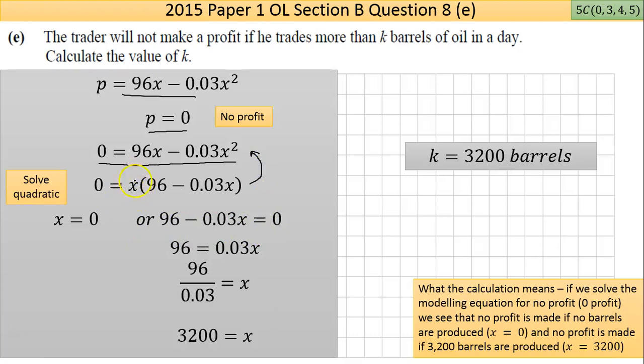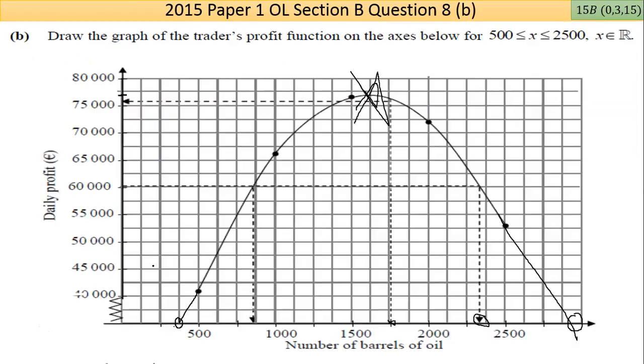So I have two values. If x times something else is 0, one of them must be 0, or potentially both. So x can be 0, or x can be, now I'm going to solve this little mini equation here. Bring the minus 0.03 across, and it becomes positive. Divide the 0.03 into 96, and I get 3,200 barrels. So if I go back to my graph, does that make sense? 3,200. Maybe 3,200 would be over here. It's in the ballpark, and this one here tails off to 0.